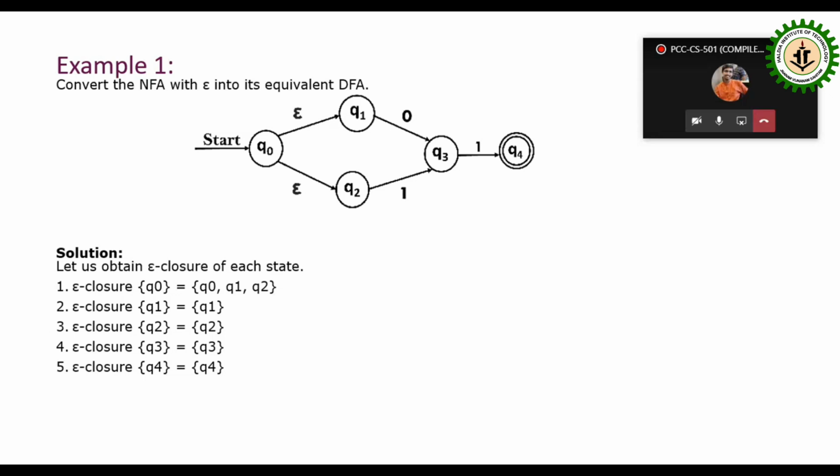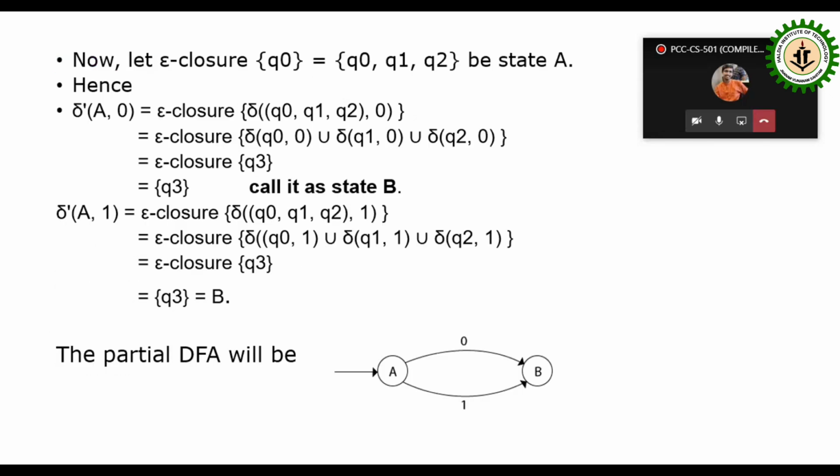Next, what will be the procedure? Now, the epsilon closure of Q0 is Q0, Q1, Q2. That is the starting node of the DFA, and we name it A. As you know, this is a new node. From A, we find delta dash of A for 0 input and for 1 input. That is the epsilon closure of delta of Q0, Q1, Q2 for 0 input.